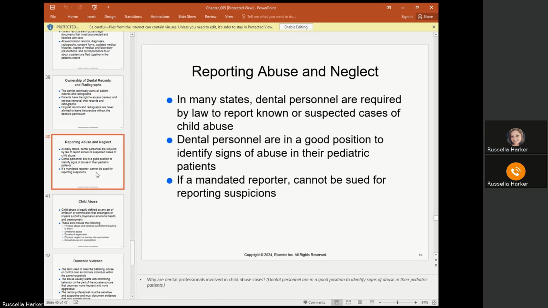In many states, dental personnel are required by law to report known or suspected cases of child abuse. That's because we're in a good position to identify signs of abuse in our pediatric patients. So if you see signs of child abuse, like rips and tears in the lips, bruising in the face, marks around the neck, things like that, as a dental assistant, you are not a mandated reporter, but a hygienist and a doctor are mandated reporters. And ethically and morally, you should report that if you do notice child abuse. You should go to your doctor and discuss this first.